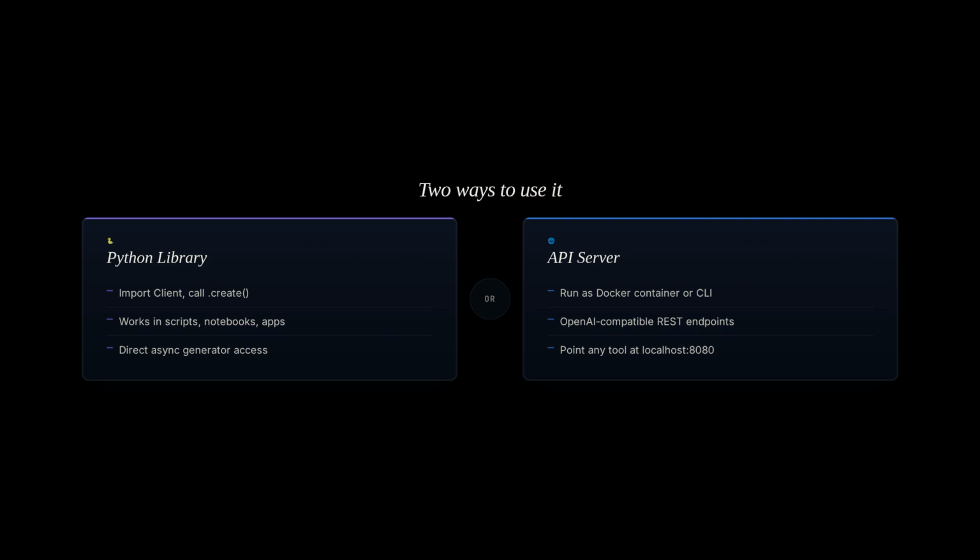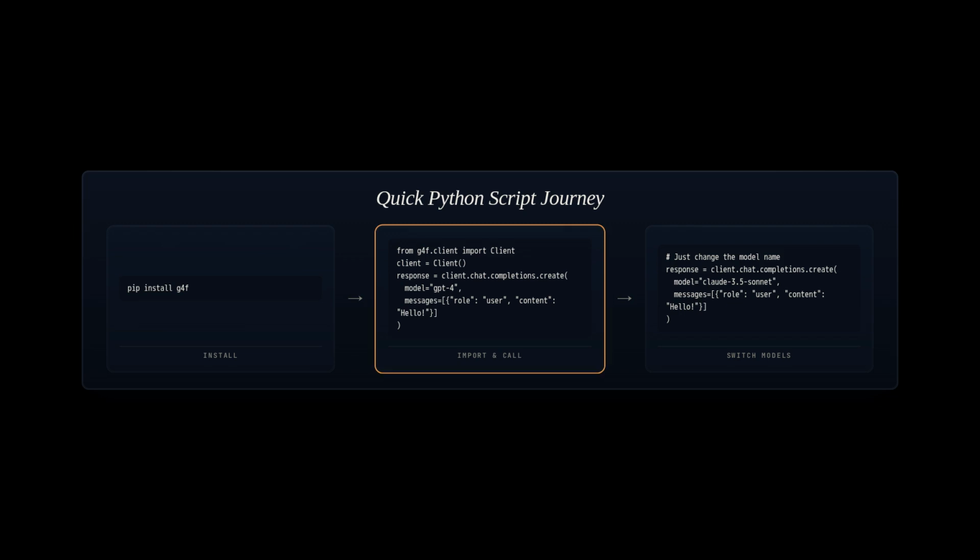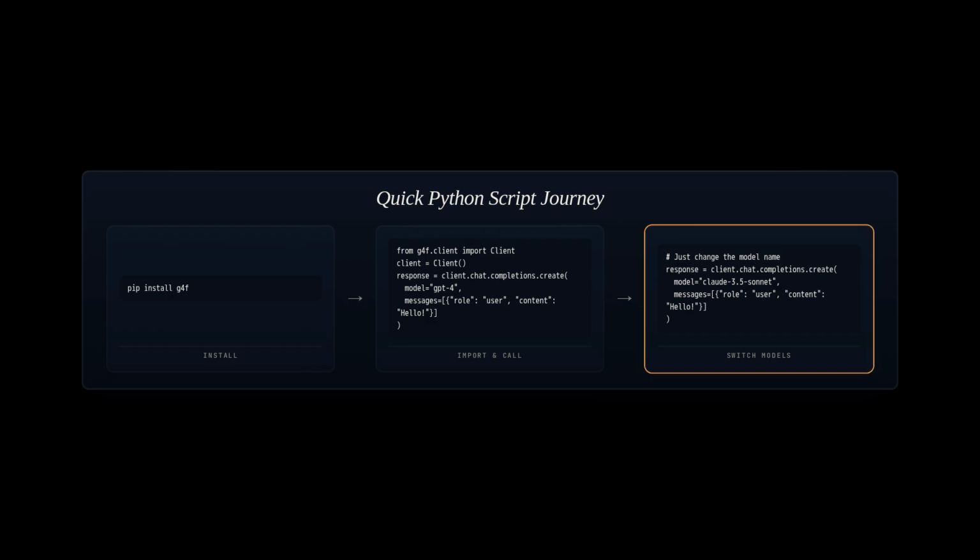Here's what it looks like in practice. You install G4F with pip, import the client, and call create with a model name and messages. Want to switch from GPT-4 to Claude? Just change the model string. G4F handles all the routing, authentication, and response formatting automatically.